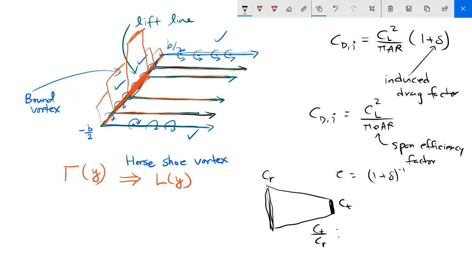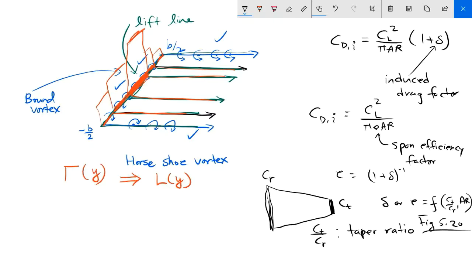Okay, so this is called the taper ratio. So this induced drag factor, or the span efficiency factor, is a function of the taper ratio and the aspect ratio of the wing. Okay, and you will see that very clearly in figure 5.20 of the book. It shows how the induced drag factor changes as a function of the taper ratio and the aspect ratio.